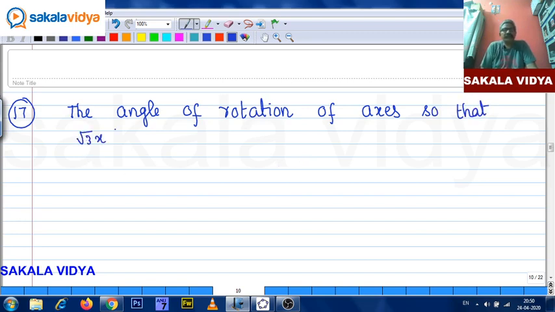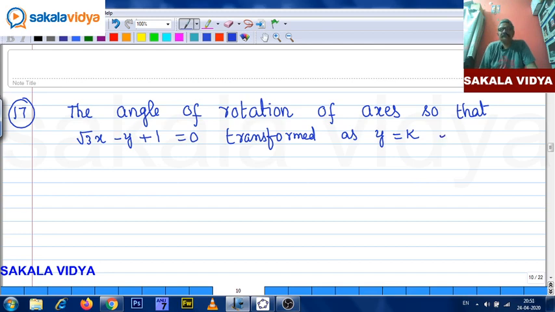root 3x minus y plus 1 equal to 0 is transformed as y is equal to k. That means here the x term has been eliminated. First option pi by 6, second option is pi by 4, third option is pi by 3, fourth option is pi by 2.